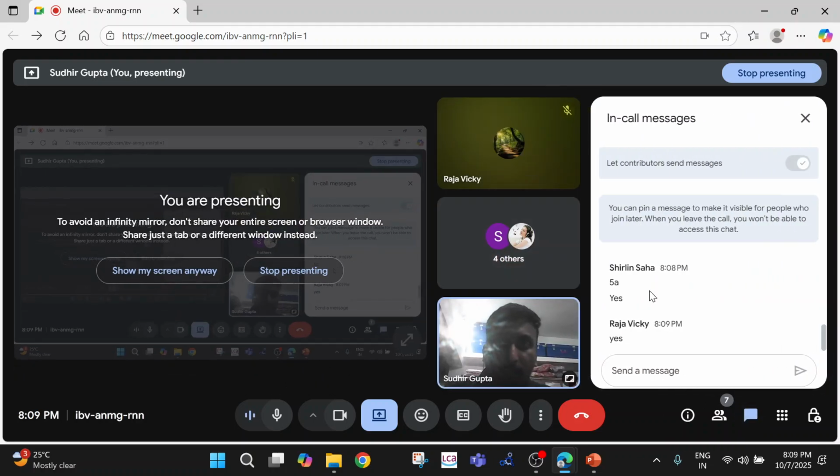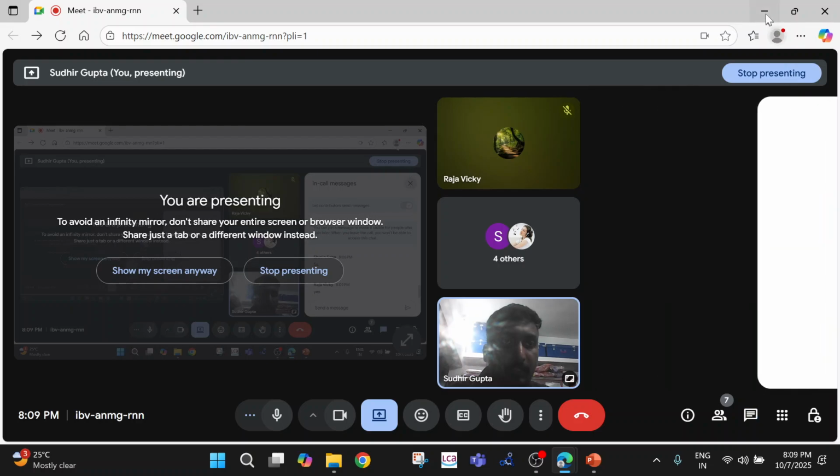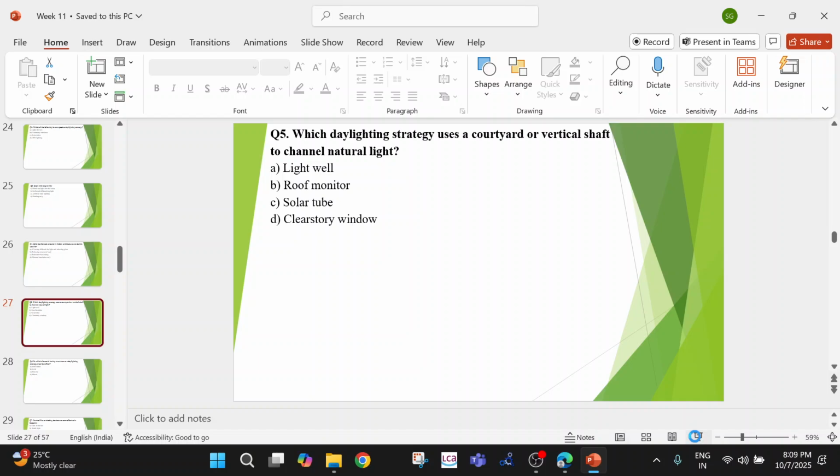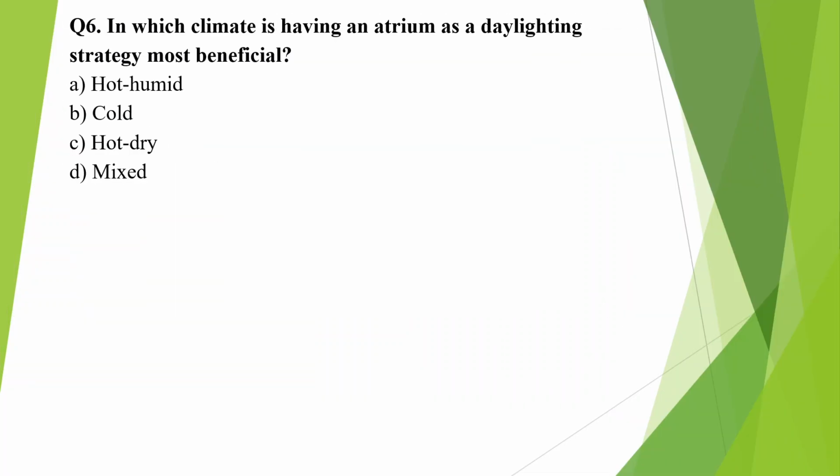Yeah. So let's quickly move to the next question then. We are wasting much of our time because we are already lagging today. A lot of questions need to be discussed. Here's the sixth question in front of you all. The sixth question is asking in which climate the atrium daylight strategy is most beneficial. Question number 6. Whether it is hot and humid, cold, hot and dry, or mixed.